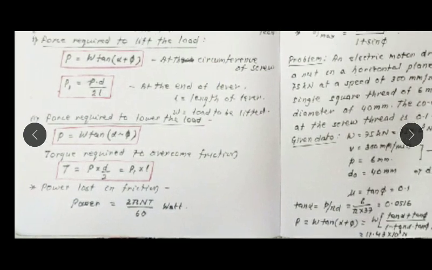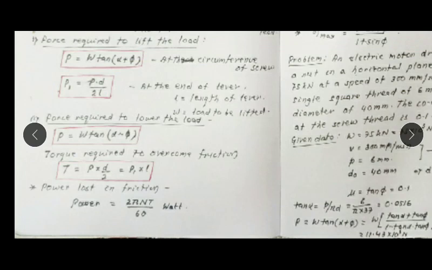Similarly, for the force required to lower the load, P equal to W tan(alpha minus phi). If alpha is greater than phi, we use alpha minus phi, and if phi is greater than alpha, it will be phi minus alpha. The only difference is alpha plus phi and alpha minus phi. Alpha plus phi is used for lifting of the load, and alpha minus phi or phi minus alpha is used for lowering the load.